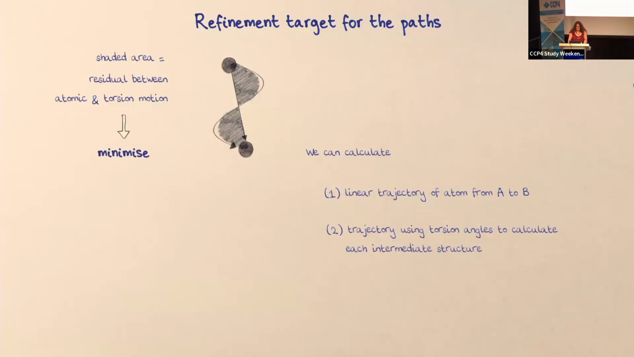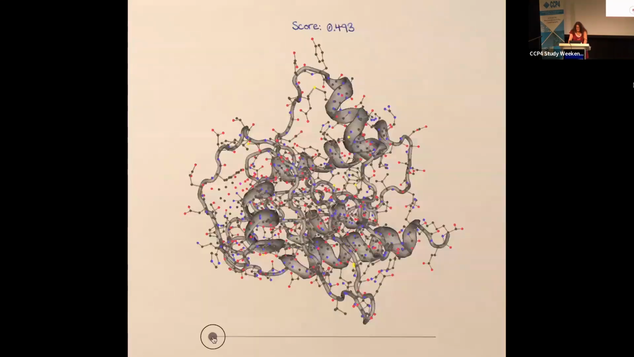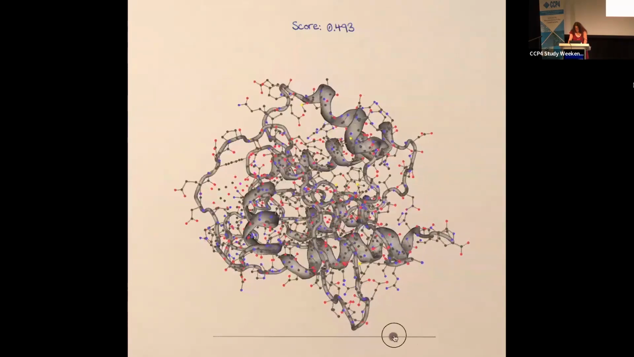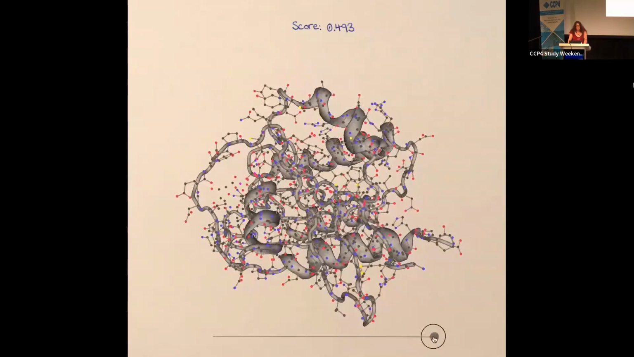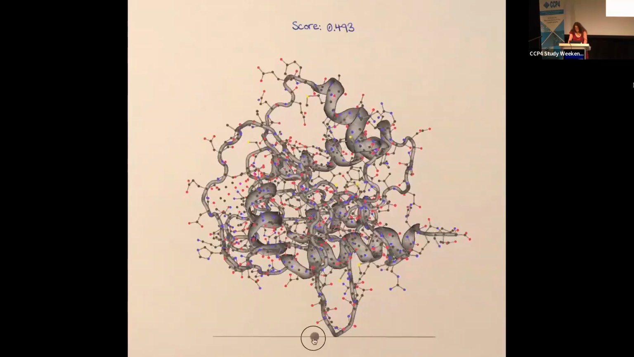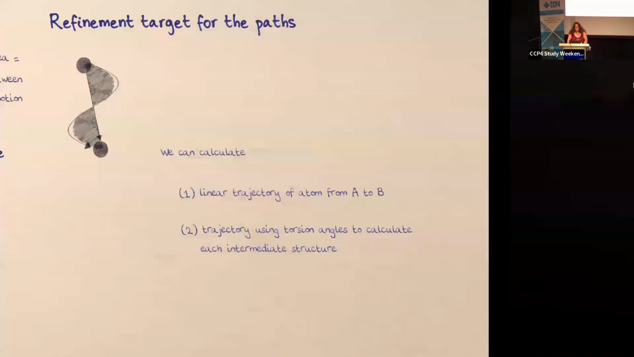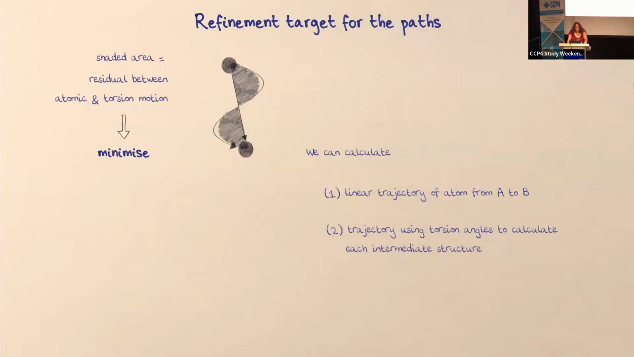So we can minimize that. And now the protein is moving far less. So this really has minimized. There's one clash between side chains, but otherwise it's starting to produce a reasonable hypothesis using perfect bond length and angle geometry in between for how a protein may be getting from state A to state B.